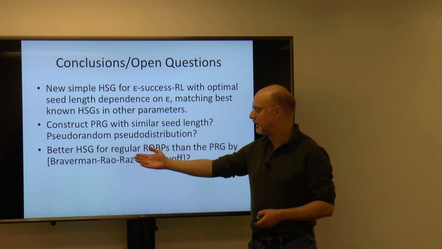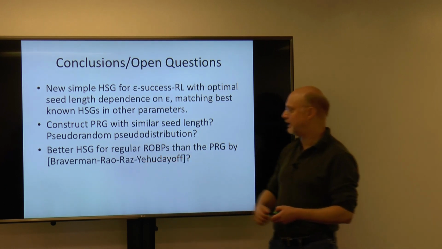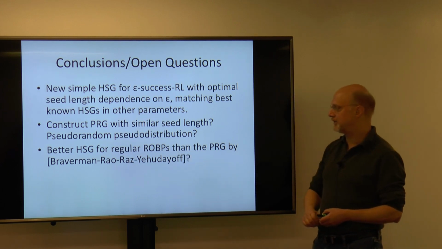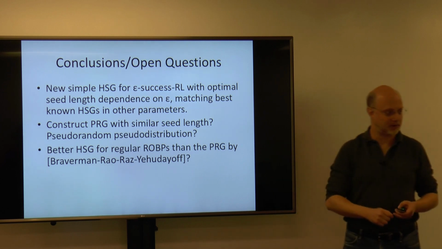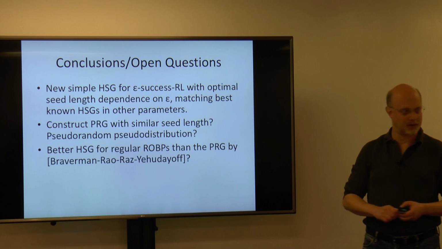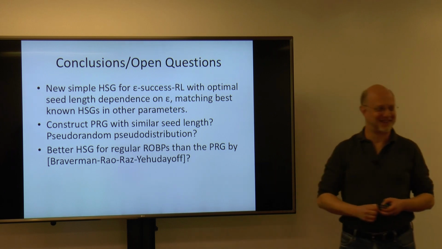Maybe we can look at restricted models. Mark and others had nice pseudorandom generators for regular read-once branching programs. Can we design better hitting set generators? Actually, we have a hitting set with the optimal seed length. Oh, you have? For regular, yeah. It's in the same paper in the journal version. Oh, okay. All right, I missed that. Okay, well, good.